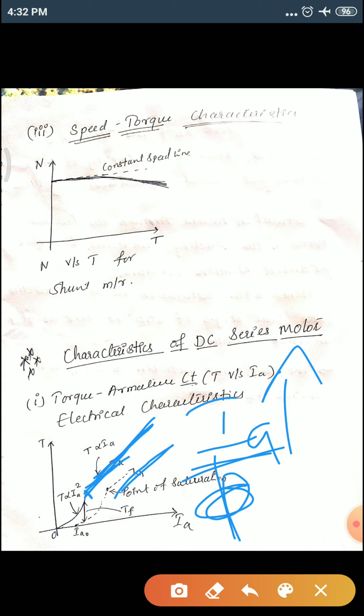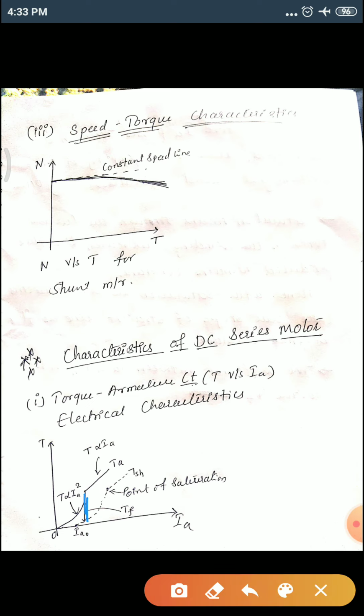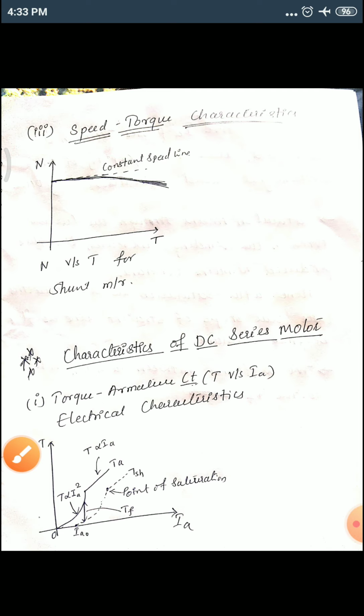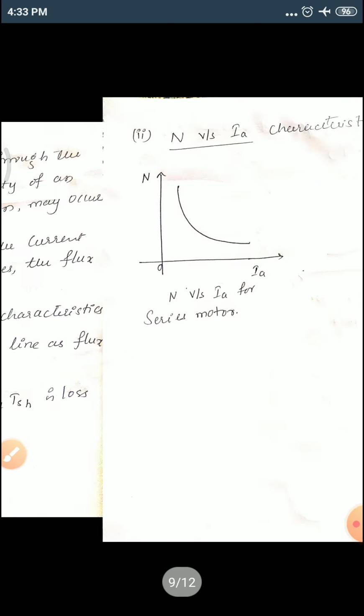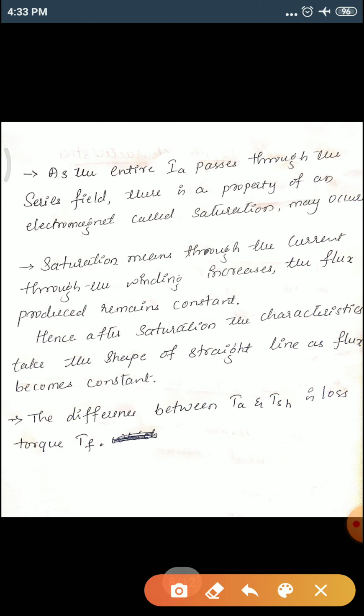As flux becomes constant, we have shown this here, right. And this is the difference between TA and TSH, you can observe. This difference between TA and TSH is called loss torque, so that is indicated here. This is the first two characteristics of a DC series motor. We have two more, we'll see that. So this is what we have explained now. See, let's see once again.